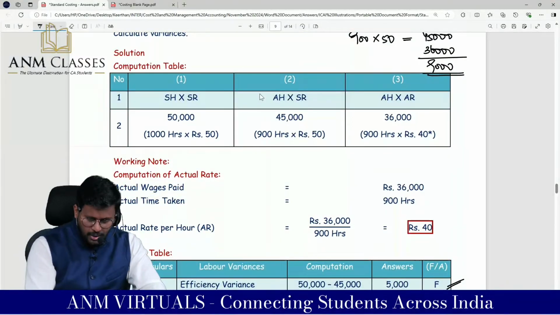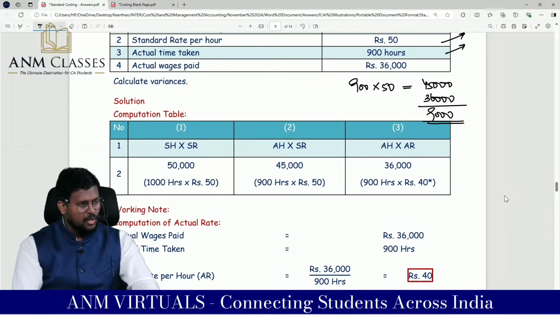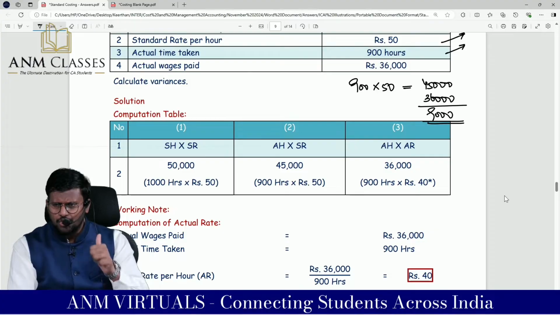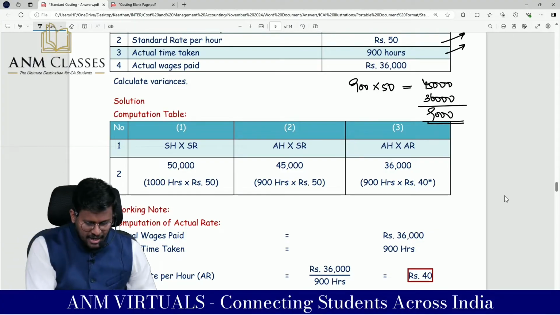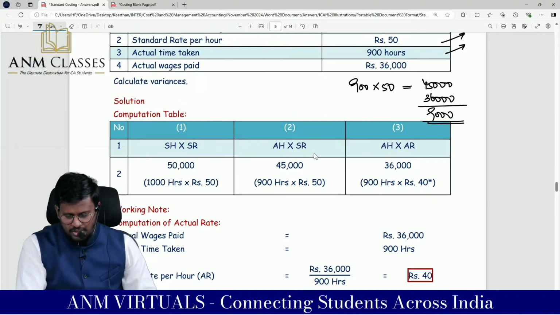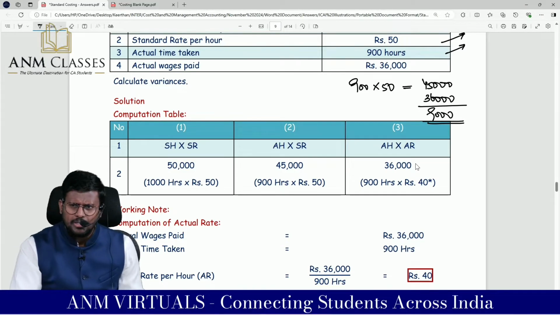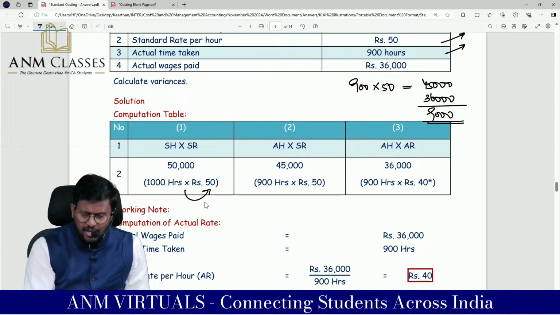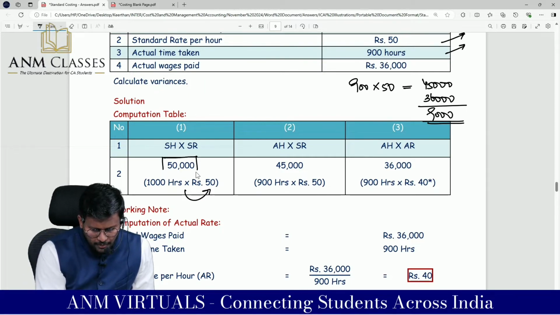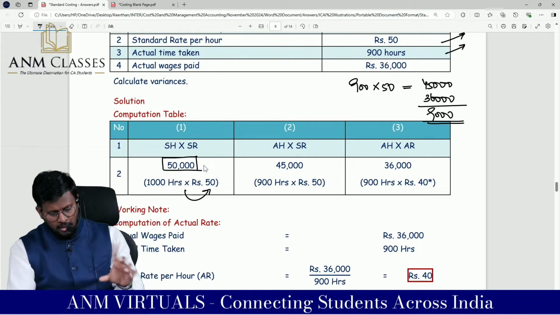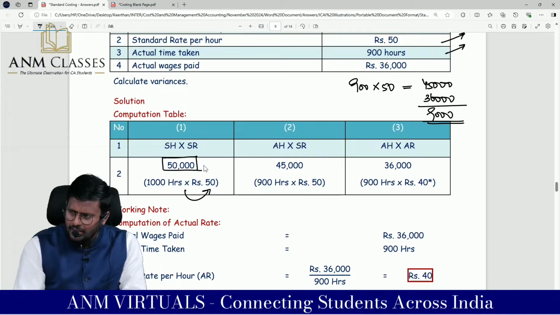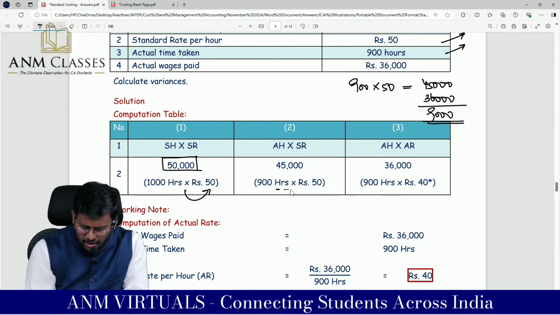Yes, this you can present in a table. This is a logic. Are you very strong in logic? Yes, sir. Standard hours into standard rate, actual hours into standard rate, actual hours into actual rate. How much is the standard hours to complete this job? 1000 hours into standard rate, 50. So 1000 into 50. Very comfortable. What is the actual hours they have taken? Into what is the standard rate? 50. So comes to.